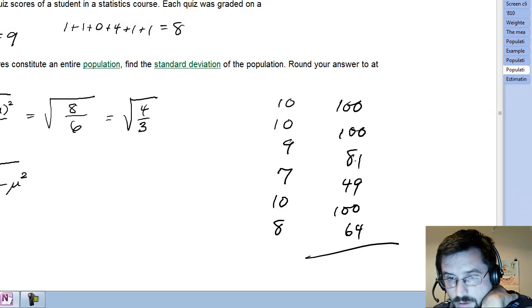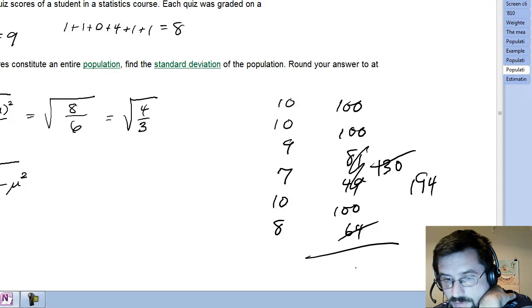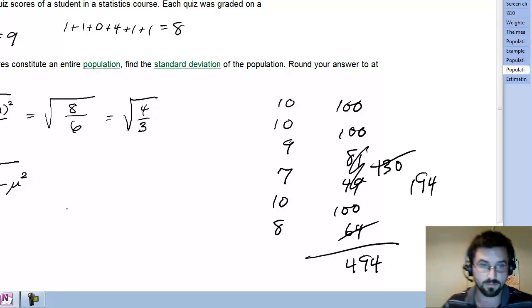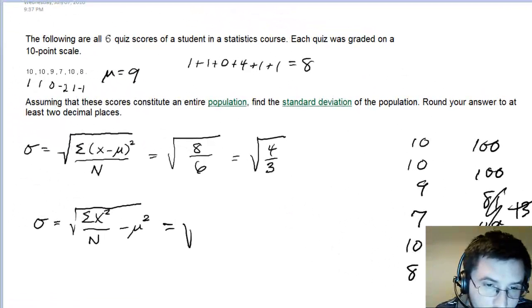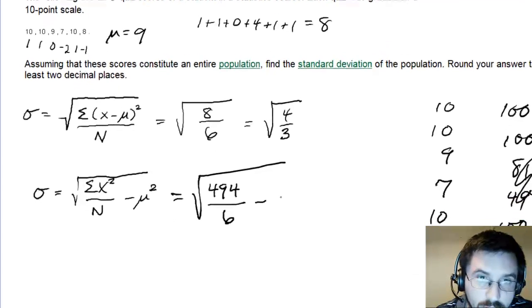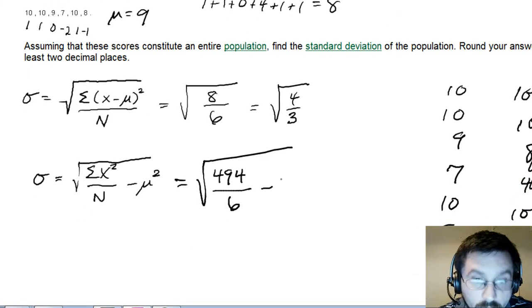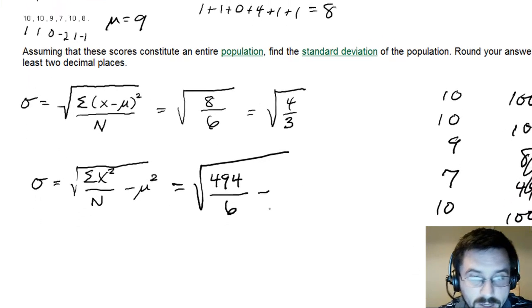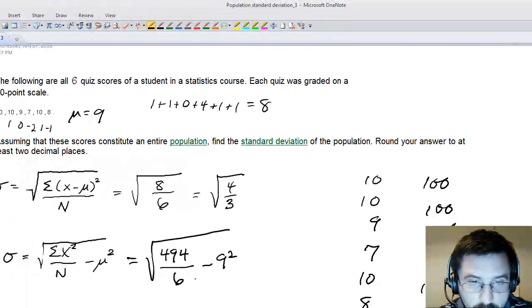Let's just do this. These two make 130. With this, it makes 194. So 494 is the sum of the squareds. So I'm going to do 494 divided by 6 minus mu squared, 9 squared, which is 81.